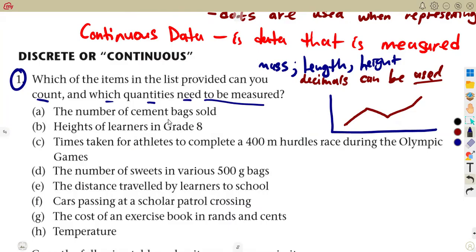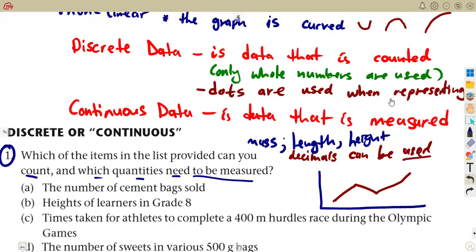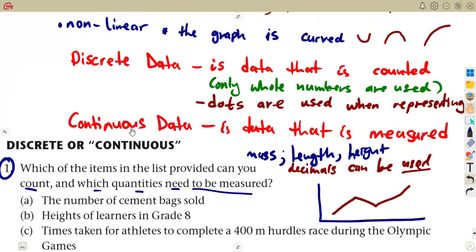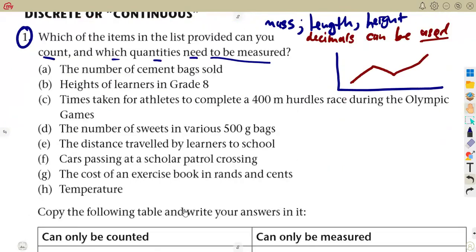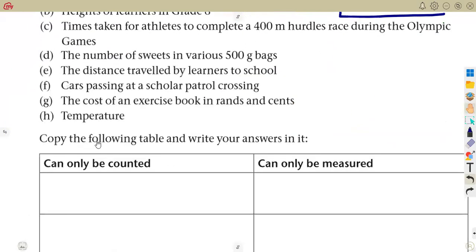Which part do you need to measure? Which part do you need to count? So we said measured, continuous; counted, discrete. They just want you to know which one you can measure. All right, here, copy the following table and write your answers in it.